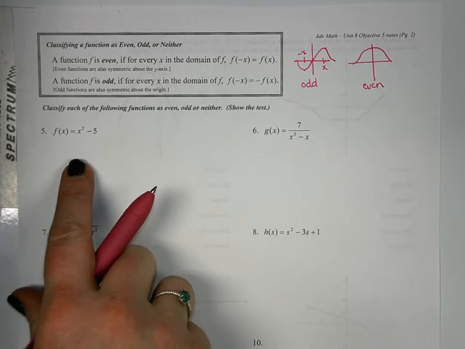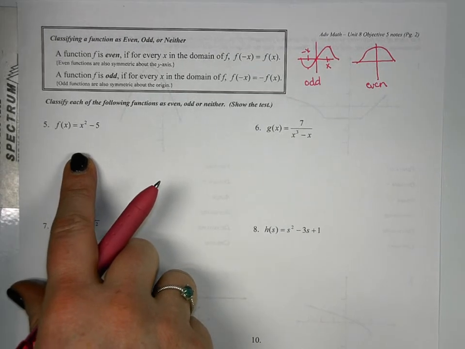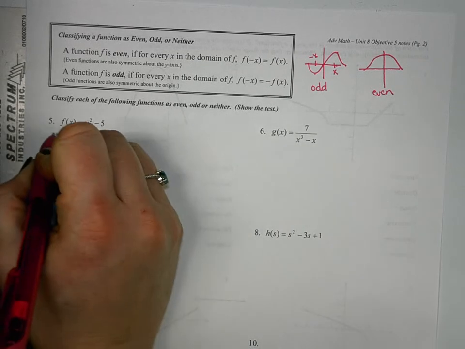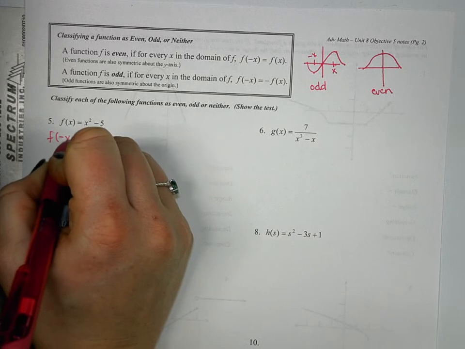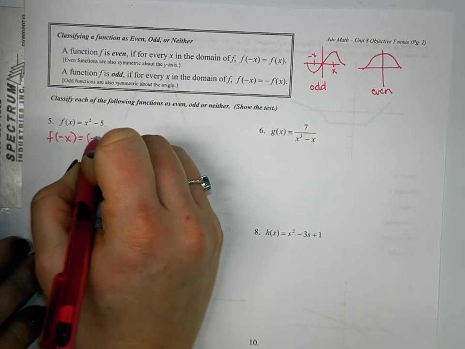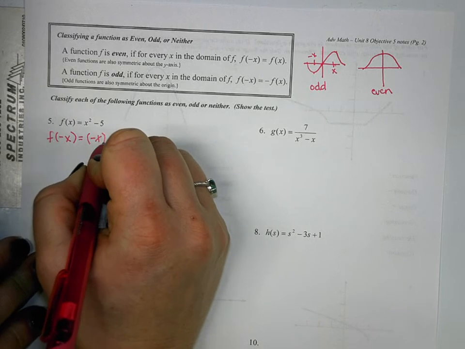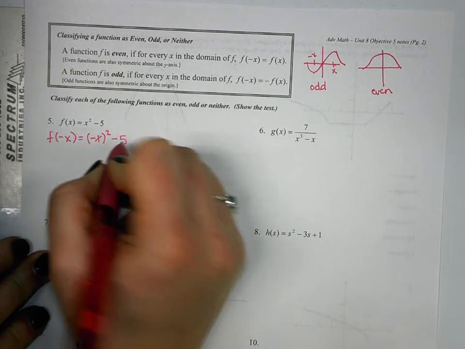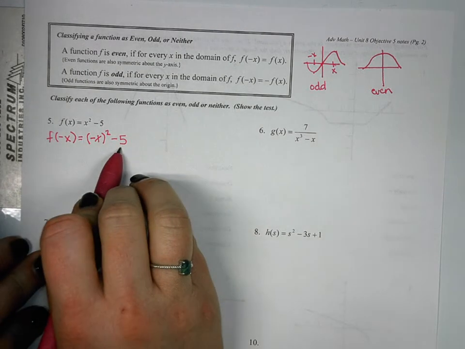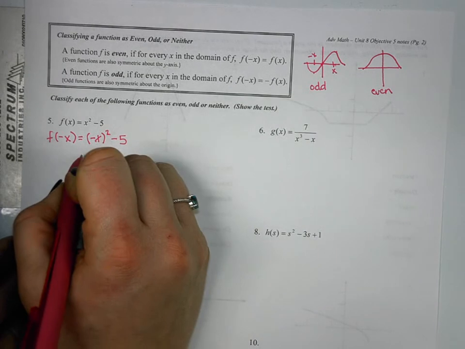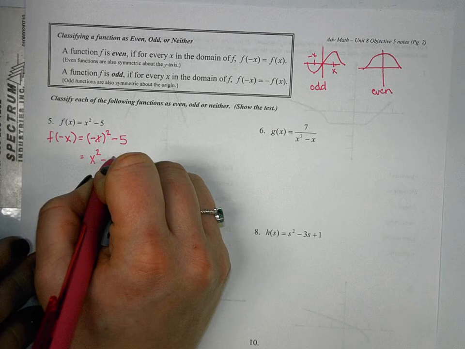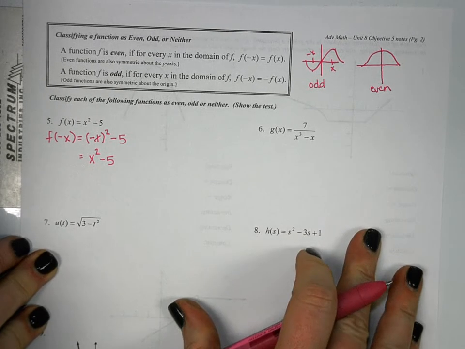So when we look at number 5 here, to tell if it's odd or even, we're going to start by plugging in negative x. Just like in the difference quotient, we're going to plug negative x in everywhere we see x to evaluate, and I'm going to simplify after I do that. So negative x squared, two negatives make a positive, so it'll become just x squared. The 5 didn't have anything changed to it, it's just 5.